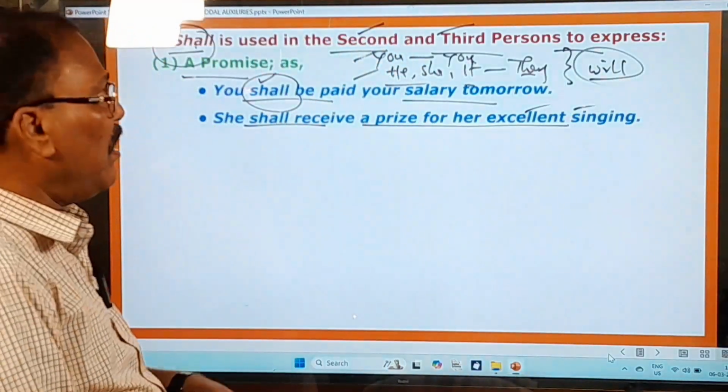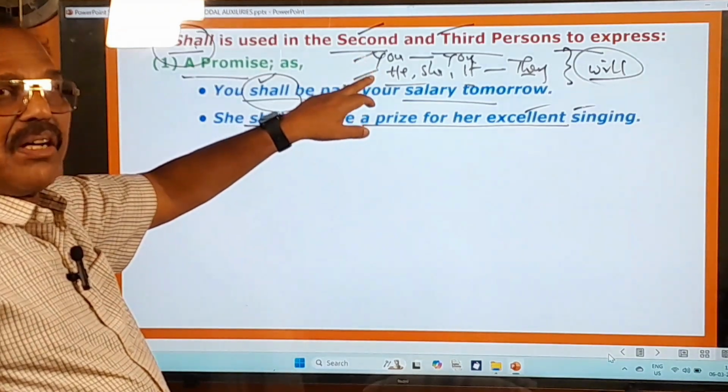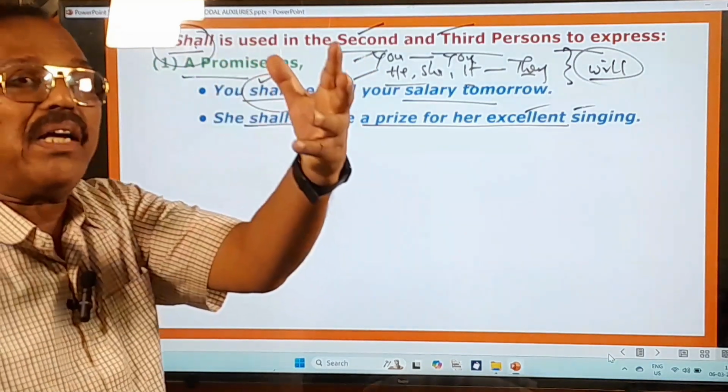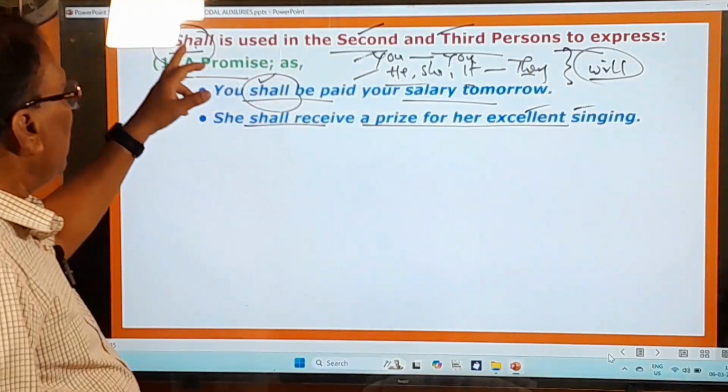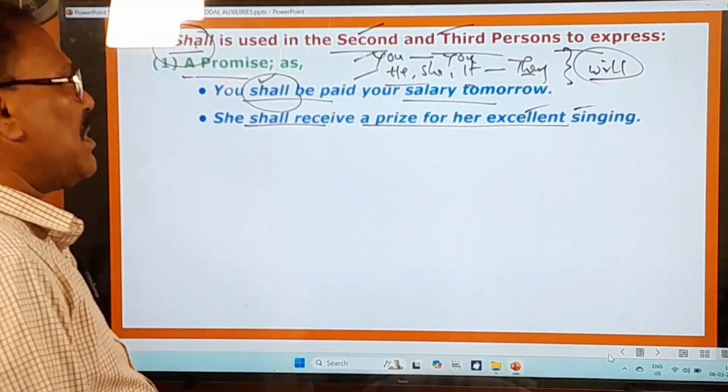But whenever this shall is used with these second persons and third persons, then the shall will indicate something otherwise, something different. So it indicates a promise. She shall receive a prize for excellent singing.